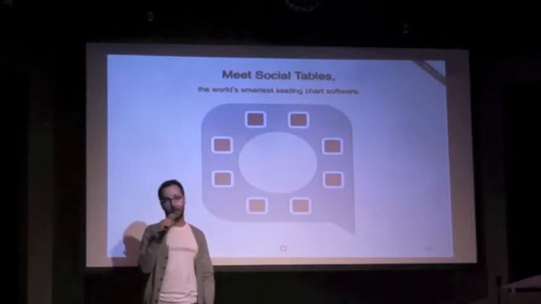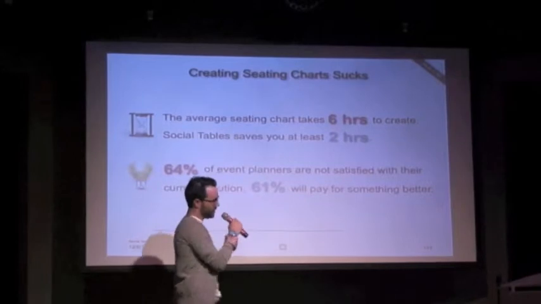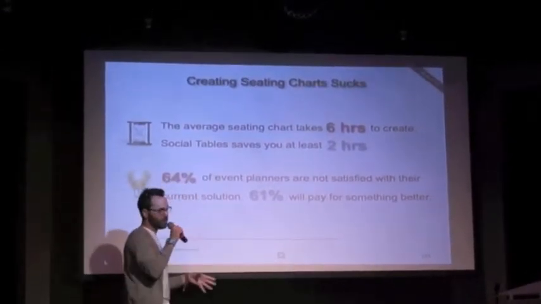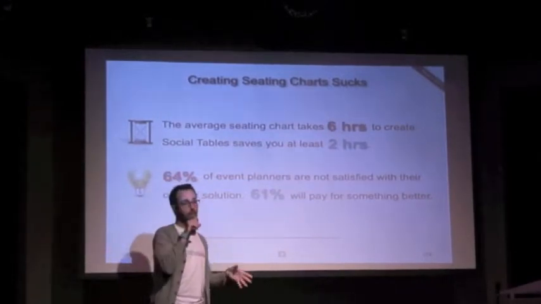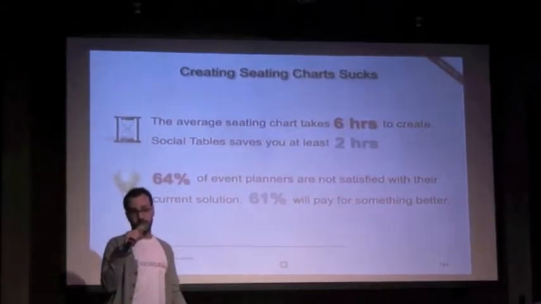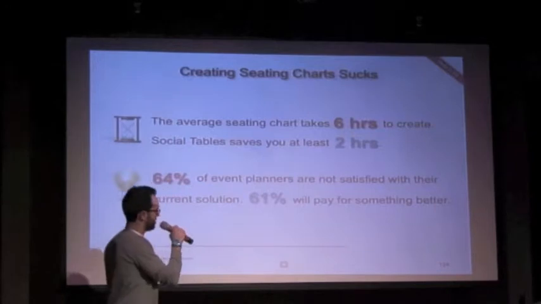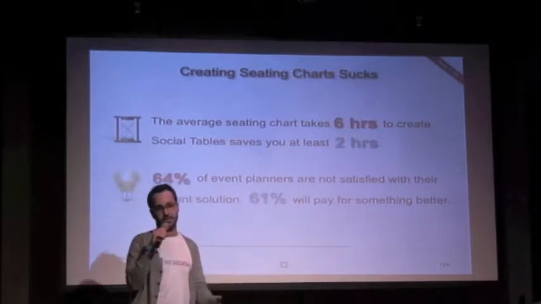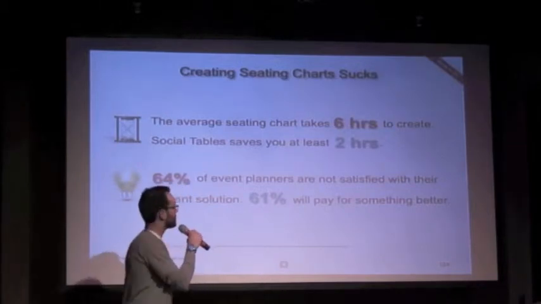Let me tell you why. So the average event planner spends 6 hours creating a seating chart. We shave off at least 2 hours and up to 4. For bigger events, for galas and such, we save a dozen hours at least. And 64% of event planners say they're not satisfied with their current seating chart solution. So we have a solution for you all.